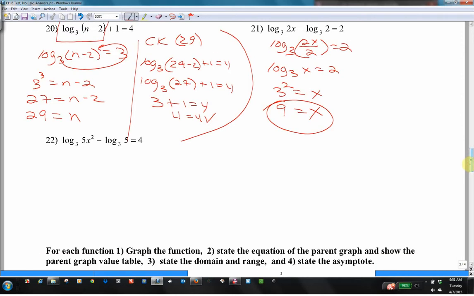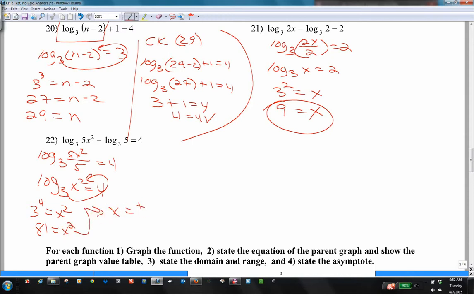Okay, moving down to what looks like the last solve. Once again, I have two logarithms, and I'm going to need to combine those into one logarithm because I have a number in there also. So this would be log base 3, the 5x squared would be the numerator when I combine them. This 5 would be the denominator, and this is too easy. I've got log base 3 of x squared equal to 4. So we're going to say 3 to the 4th is equal to x squared. We'll change it into an exponent. 81 is equal to x squared. That gives me x is equal to plus or minus 9.